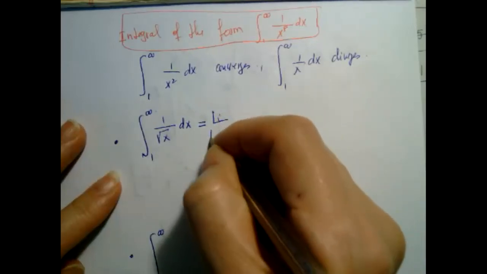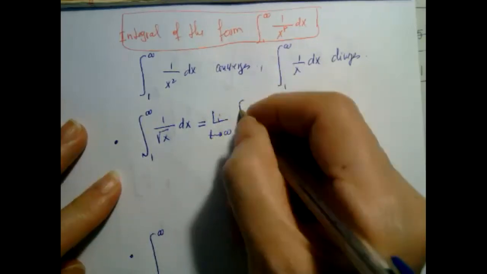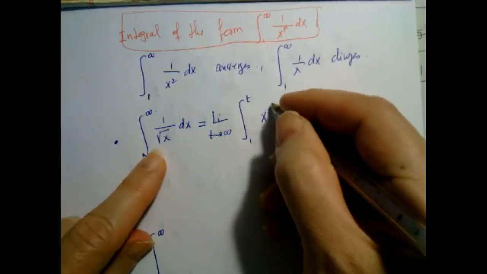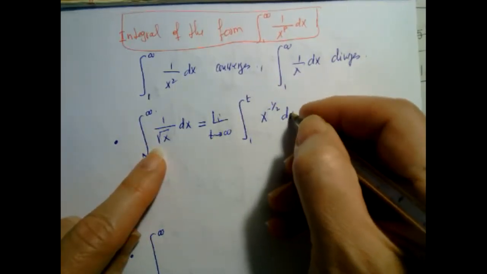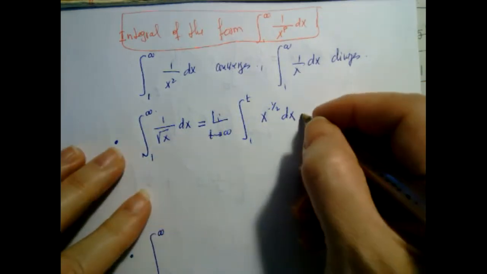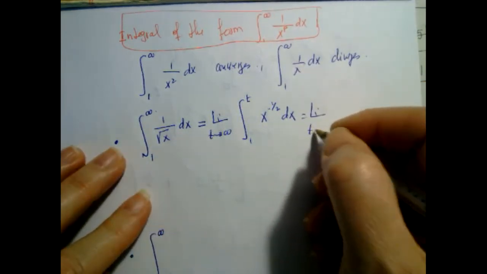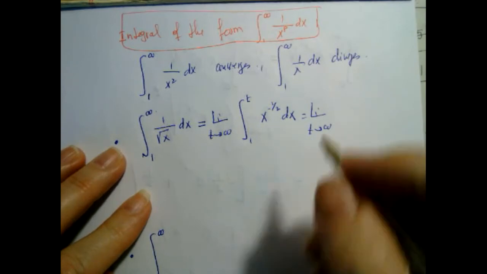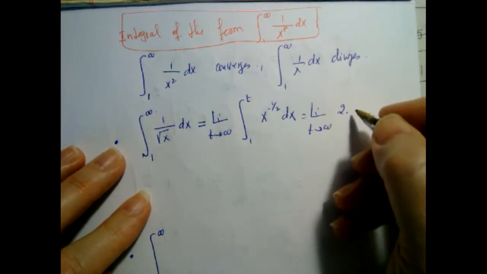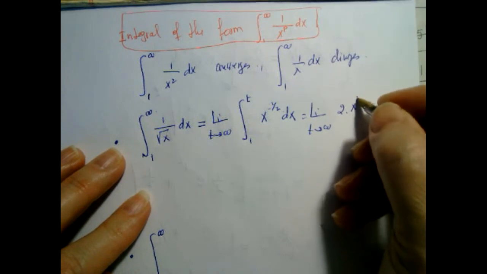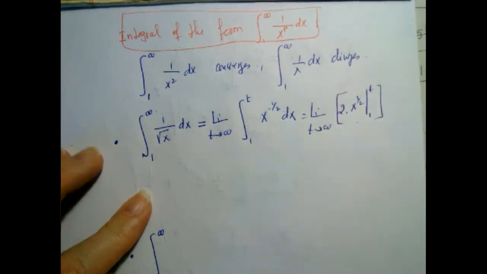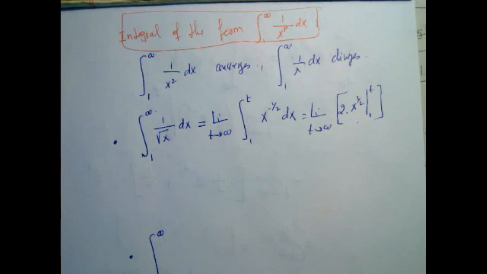It is the limit as t goes to infinity of the integral from 1 to t. Since we have to evaluate, I have to write it this way. So this is going to give me the limit as t goes to infinity of 1 over minus a half plus 1, which is a 2, x to the power a half between 1 and t. Are you with me?